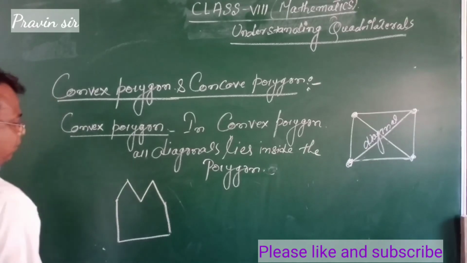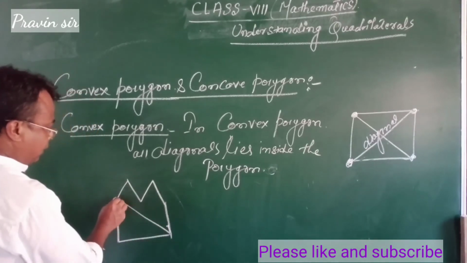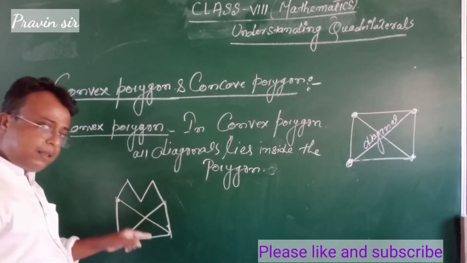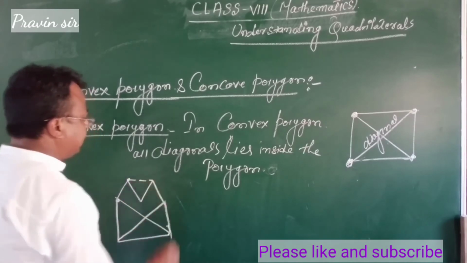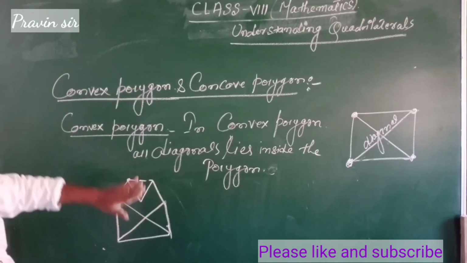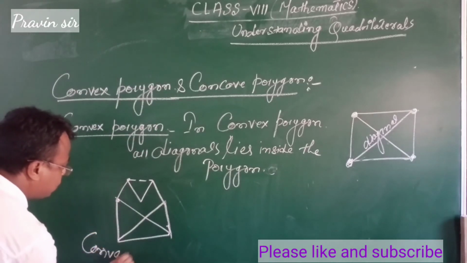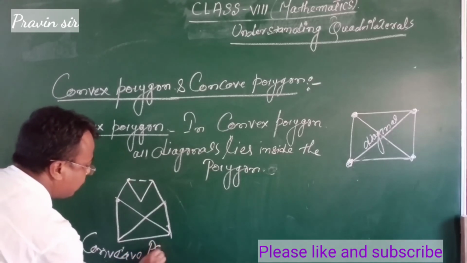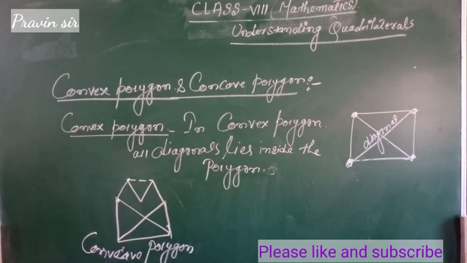So now let us try to draw the diagonal. This is one diagonal, this is a vertex, this is one diagonal. So these two diagonals lie inside only. But if I draw this diagonal, it lies outside the polygon. So this is the first type of polygon, a concave polygon. This is an example of a concave polygon.